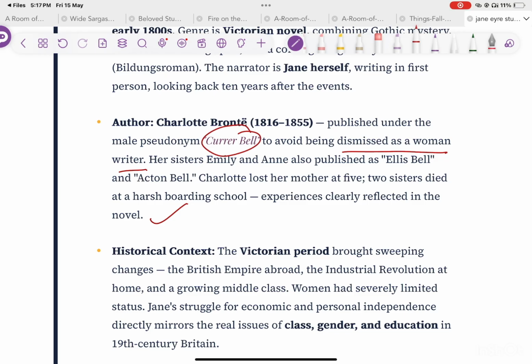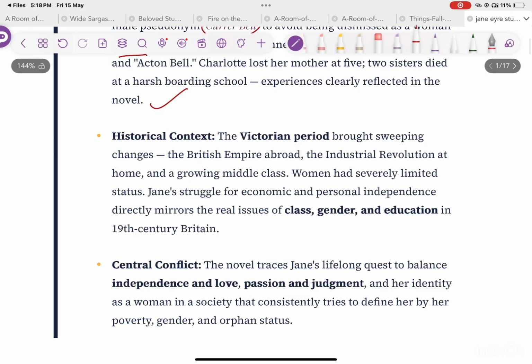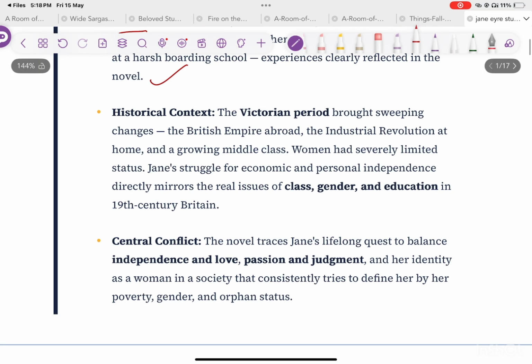So, what is the historical context of this novel? Let's look at the historical context of the novel. The Victorian period brought sweeping changes: the British Empire abroad, the Industrial Revolution at home, and a growing middle class. Women had severely limited status. Jane's struggle for economic and personal independence directly mirrors the real issues of class, gender, and education in 19th century Britain. So the Victorian period was sweeping with changes like the Industrial Revolution, and women were very limited in their status, and women also wanted to gain financial and economic independence.